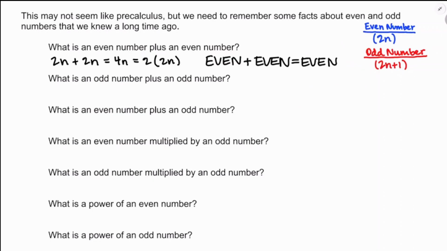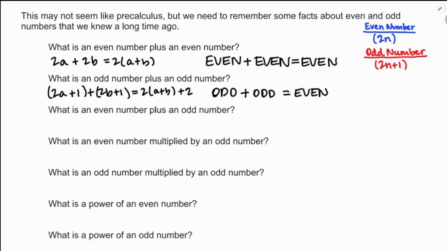And you can either understand that by just thinking about adding even numbers together in your head or by looking at the algebra I wrote off to the left. Either way, that should convince you that even plus even is going to be even. Okay, an odd number plus an odd number, believe it or not, that's also going to be an even number, and I'll just show you why.